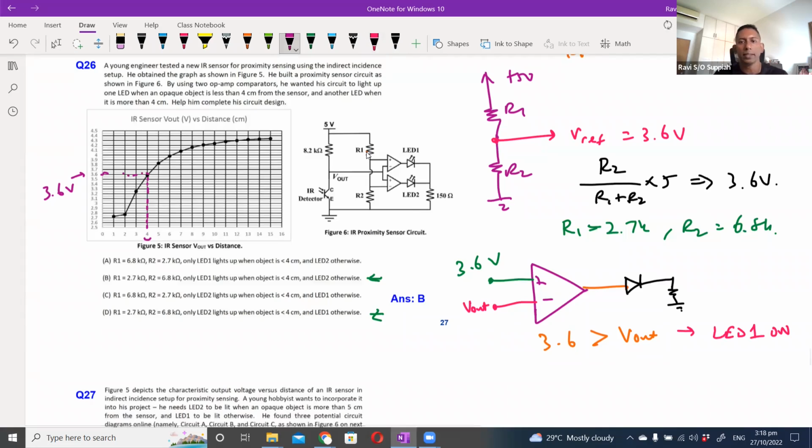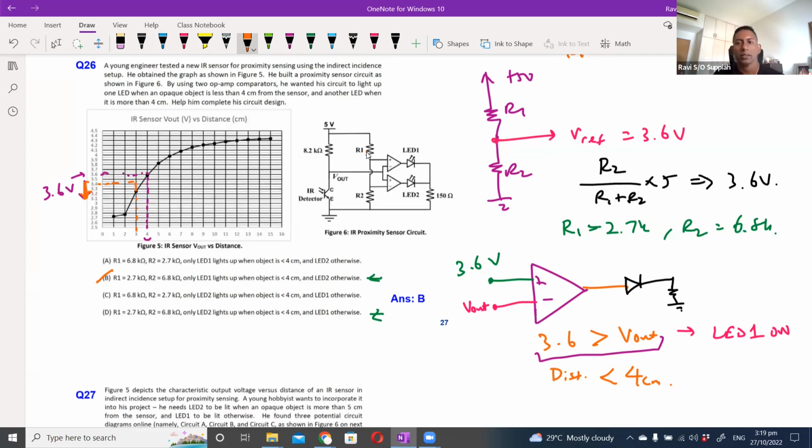Now let's relate this condition back to the graph over here. If my Vout is smaller than 3.6 volt, that means I'm somewhere over here, which means that my distance is smaller than 4 cm. So if I look back at the statement, only LED 1 lights up when the object is smaller than 4 cm. If not, it's LED 2. So this is the correct statement, because when my distance is smaller than 4 cm, my LED 1 will light up.